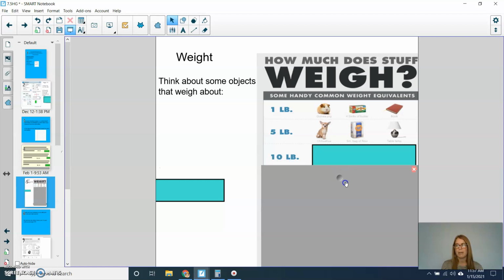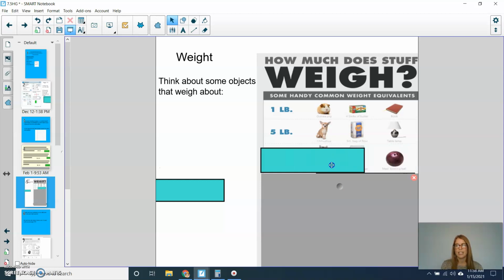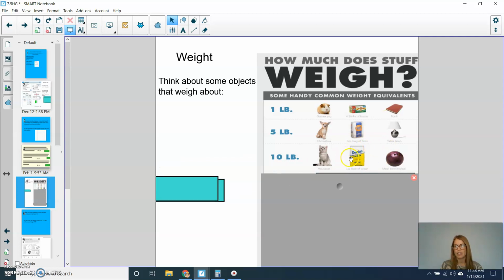Could you think about or write down something that's about 10 pounds? Press pause and play to check. So for 10 pounds, I had a bowling ball or a large bag of sugar or a house cat. How about something that's 20 pounds? Can you press pause and play when you're ready to check?